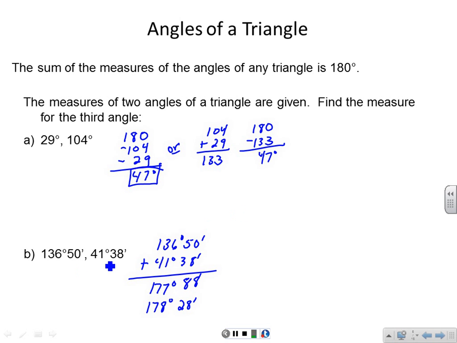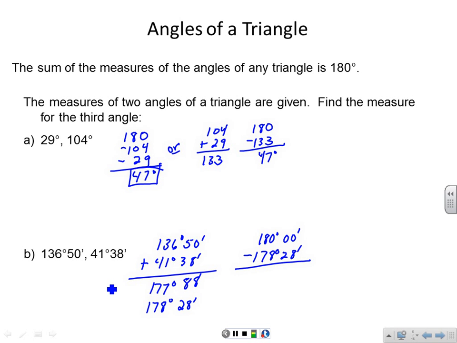So to find the third angle, what we need to do is 180 degrees, which is what the addition of all the angles in a triangle is, and subtract the other two angles from it. Subtract the other two angles from it. That should be a minute.